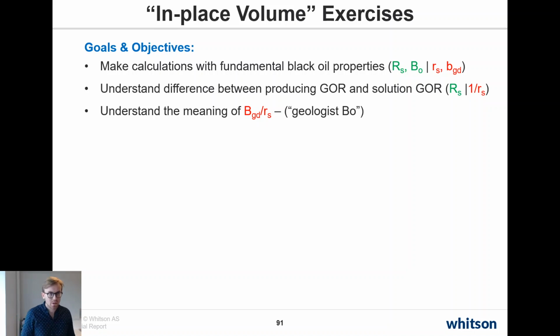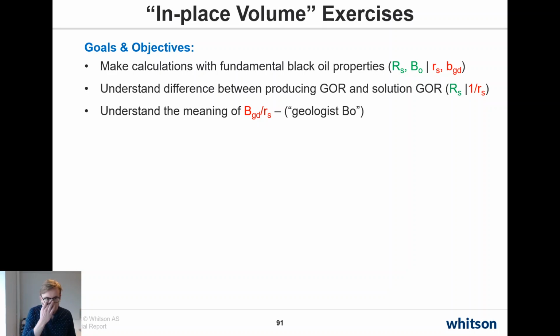Yeah, so now we're going to jump into an exercise on in-place volume, or a range of different exercises. The way we'll do this is to go through each and every one of them, and I'll assume that you either click pause on the video and do the exercise yourself, or just simply try to follow the reasoning and the workflows that I'm doing here in the video, and try to understand it the best you can.